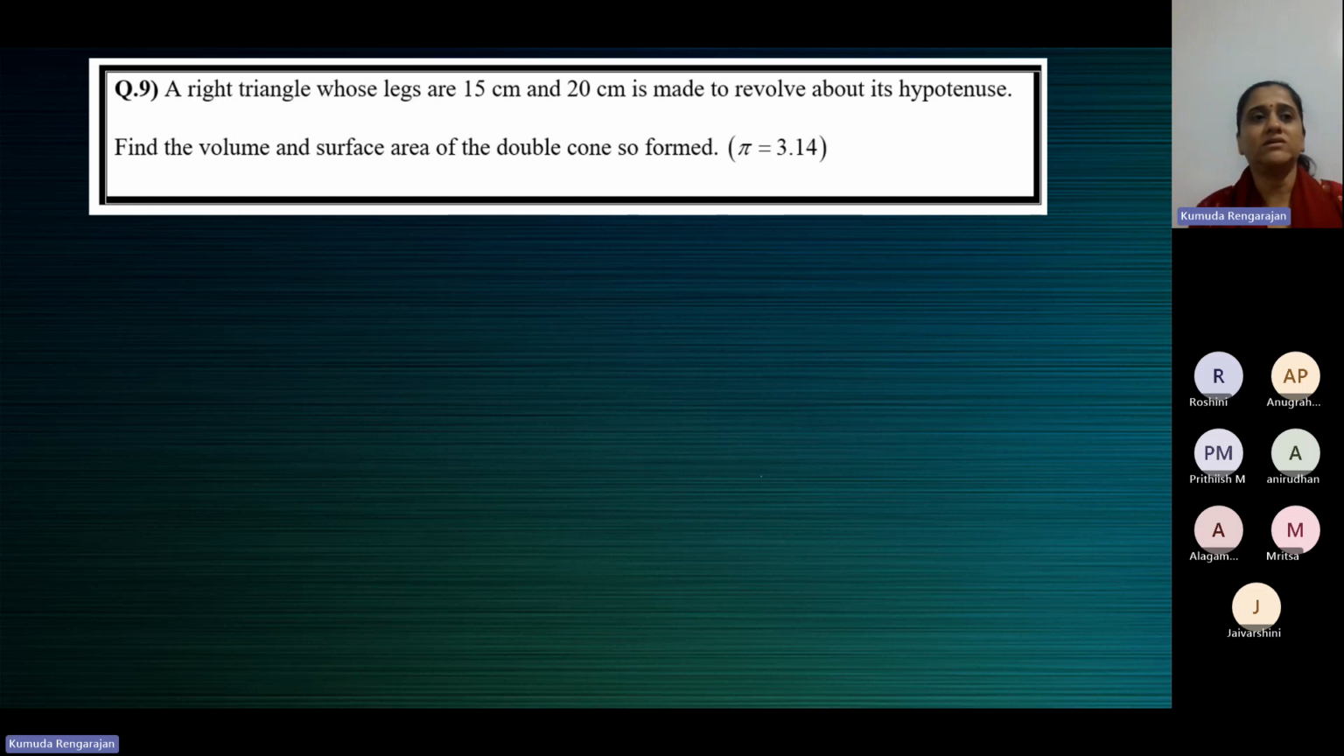So in class 9, you have learned that when you turn a right triangle about one of its legs, the solid generated is a cone. But when you turn a right triangle about its hypotenuse, the solid generated is a double cone.